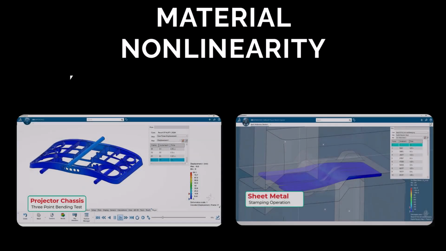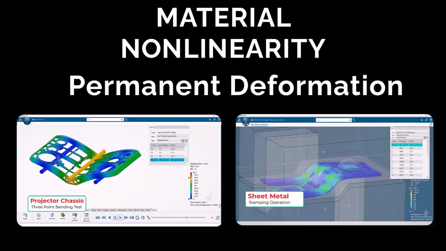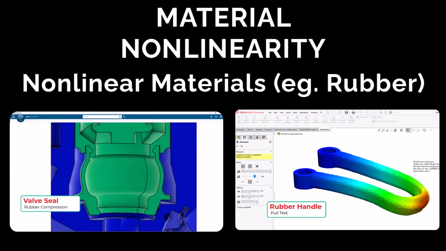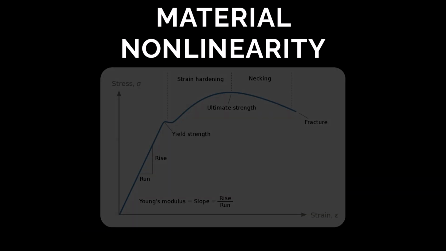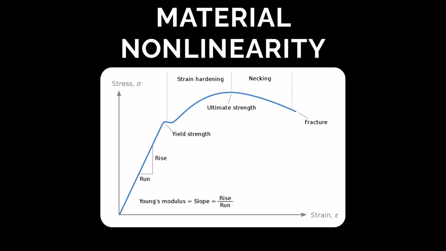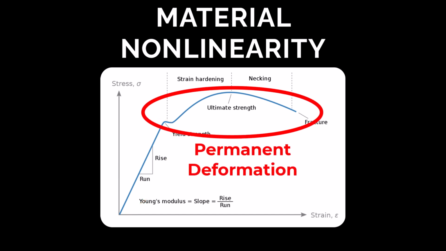The first is material nonlinearity. If you're analyzing something like a metal part deforming past its elastic limit or working with nonlinear materials like rubber, you need a solver that can accurately capture these behaviors. For example, take a look at this stress strain curve of a typical metal. Is the point you're analyzing below the yield point before it starts permanently deforming? If it is below, you're in the linear portion and do not have material nonlinearity. If you need to analyze permanent deformation, you need the nonlinear solver.